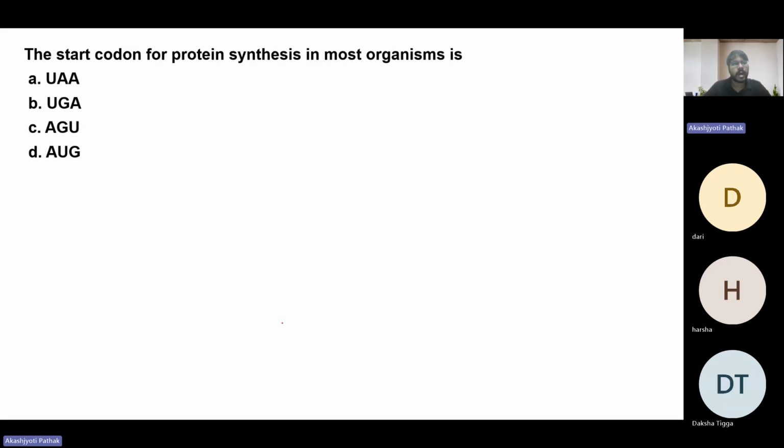Okay. So now answer this question. The start codon for protein synthesis in most organisms is what? D. AUG, right? Correct. So AUG is your start codon and it codes for methionine. And what is your stop codon? You also remember the name of the stop codons: UAA, UAG, and UGA.